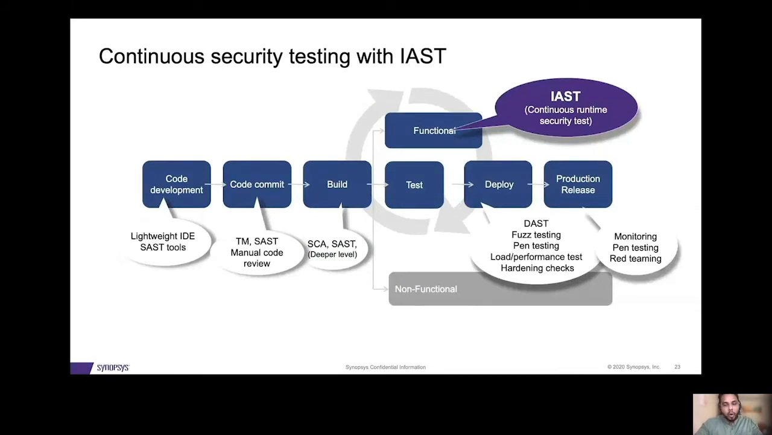IAST can be used in all stages of SDLC, but it has most profound impact and return on investment in the development, testing, and QA phases. Any sort of testing performed on the application, whether automatic or manual, functional or non-functional, will be leveraged to collect and deliver security issues on the running code in real time. That's the beauty of it. No additional config or setup.